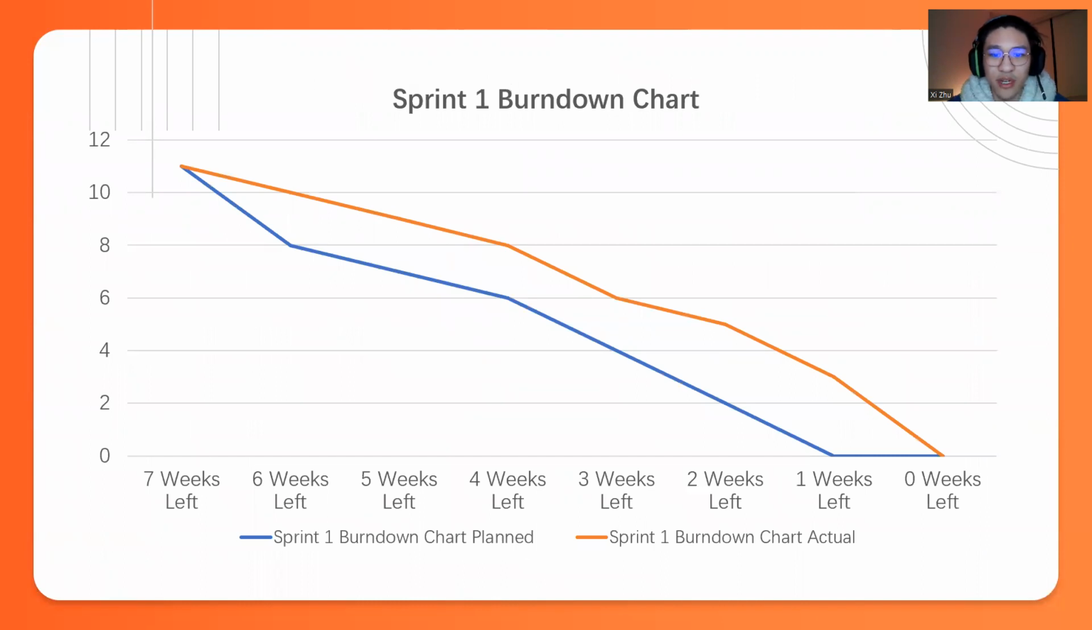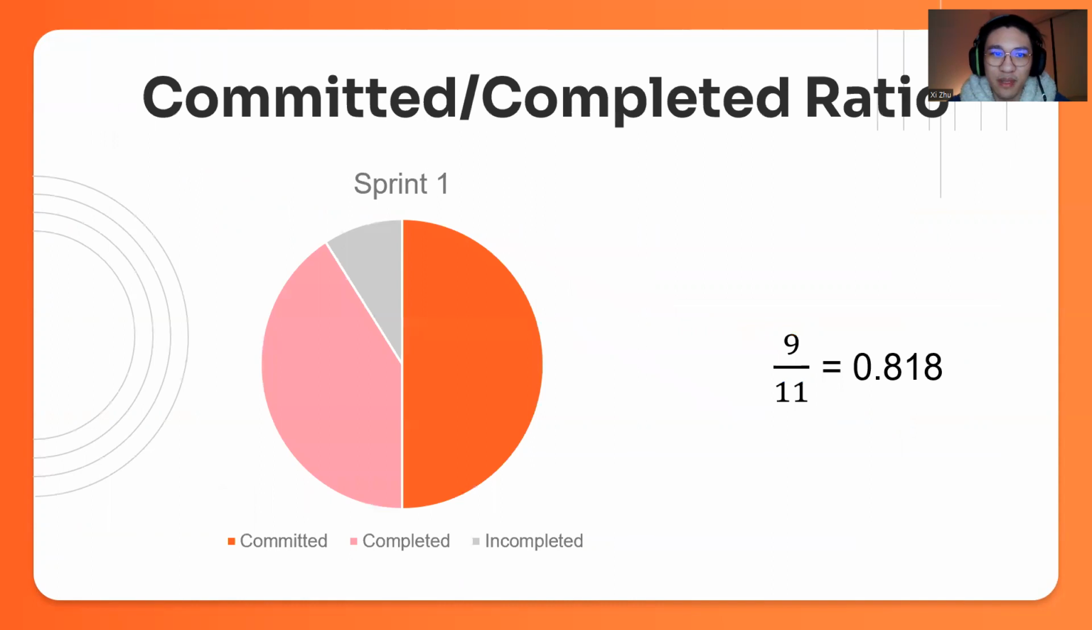And here's the burn down chart. I spent too much time on coding, but I could not finish it on time. And here the committed complete ratio is about 81%, 82%. So I believe it's pretty high, but actually I finished several user stories in the last 2 weeks. So that's not good.